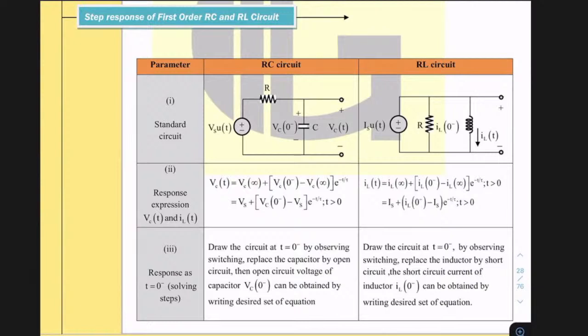So the circuit will look somewhat similar to this, or it might look something like this. In a first order RC circuit, the capacitor voltage is given by VC(t) equals VC(infinity) plus [VC(0) minus VC(infinity)] into e raised to power minus t by tau. Similarly, inductor current is given by IL(t) equals IL(infinity) plus [IL(0) minus IL(infinity)] into e raised to power minus t by tau. Each equation is characterized by three factors: VC(infinity), VC(0-), and tau. Similarly, IL(infinity), IL(0-), and tau. Tau in the RC case is R into C. Tau in the RL case is L by R. You should remember that.